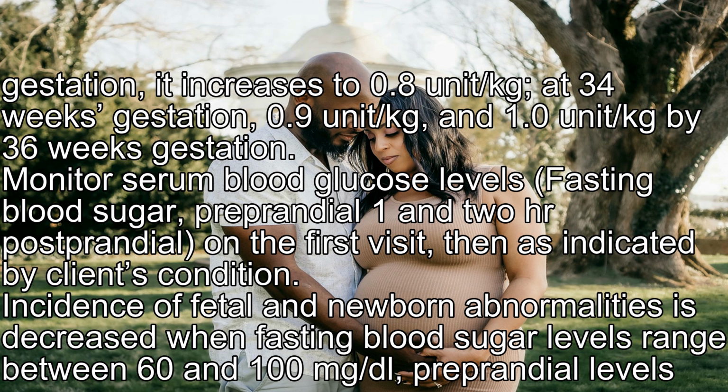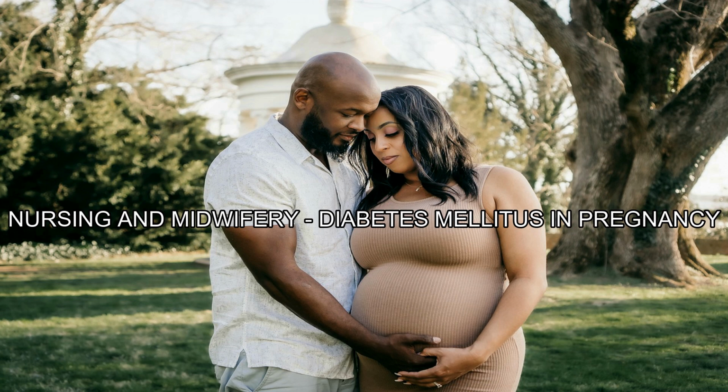Monitor serum blood glucose levels: fasting blood sugar, preprandial, 1 and 2 hour postprandial on the first visit, then as indicated by client's condition. The incidence of fetal and newborn abnormalities is decreased when fasting blood sugar levels range between 60 and 100 mg/dl. Preprandial levels.